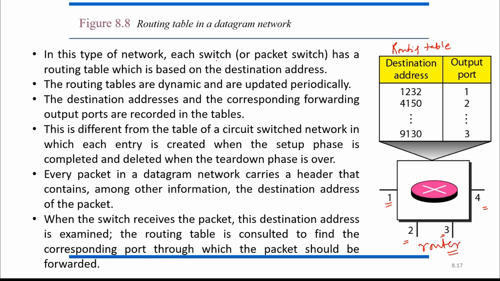In this type of network, each switch has a routing table which is based on the destination address. Routing tables are dynamic and are updated periodically. Dynamic means it keeps on changing and will be updated periodically. How it is updated, we will see later on. The destination addresses and the corresponding forwarding output ports are recorded in the table. This is different from the table of the circuit switch network, in which each entry is created when the setup phase is completed and deleted when the teardown phase is over.